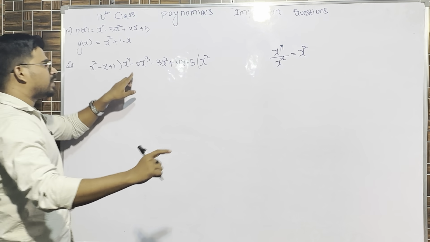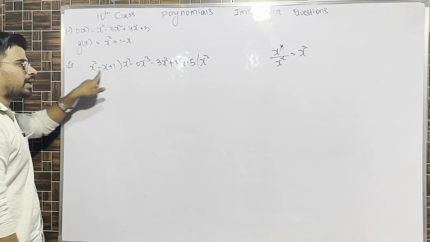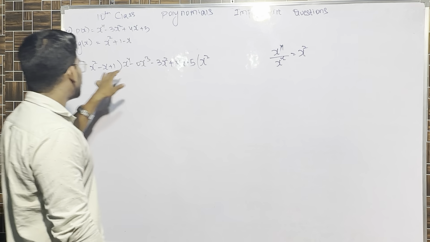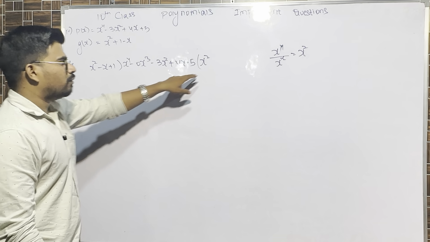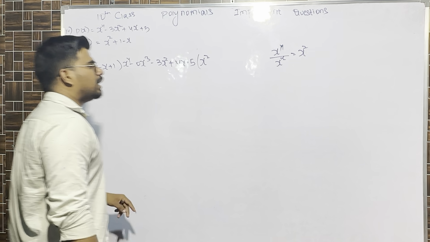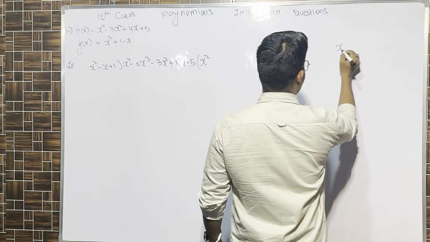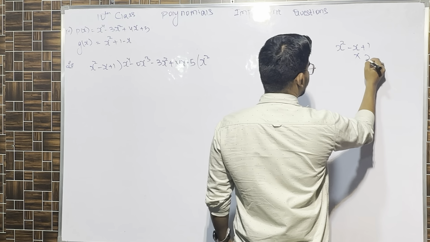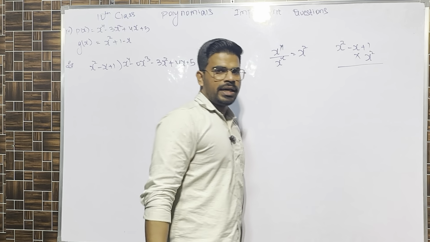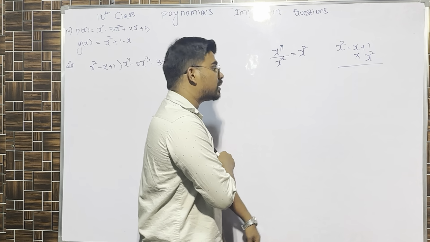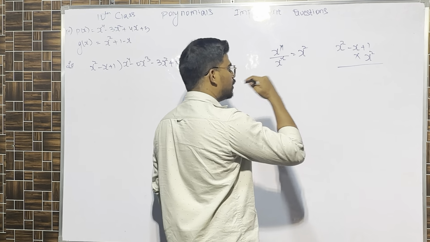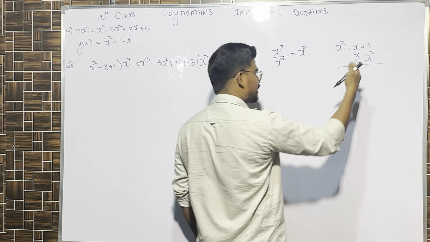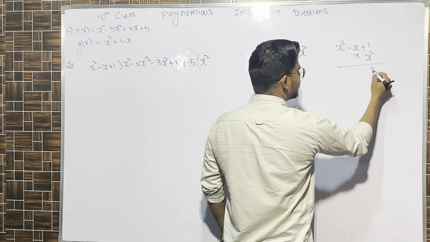What did I do? First term from the dividend, first term from the divisor, divide it, and whatever you get, write it here. With this term, multiply the divisor. The divisor is x square minus x plus 1. We have to multiply that with x square. Here also be a little cautious, as mistakes might happen. X square into 1: 1 into anything is the same thing, so x square into 1 is x square.